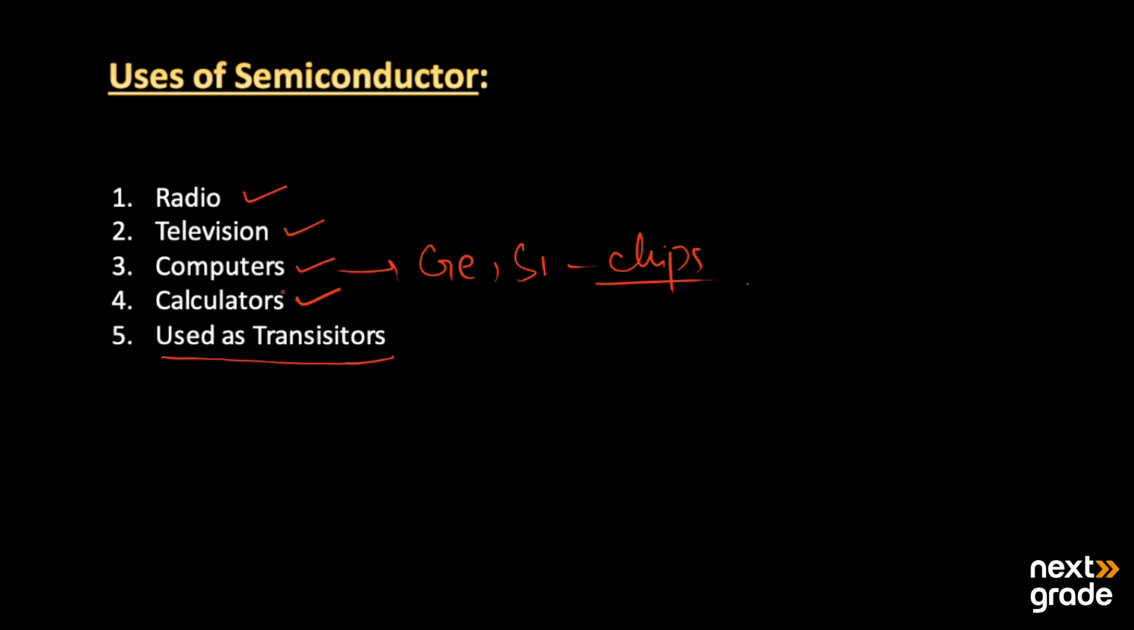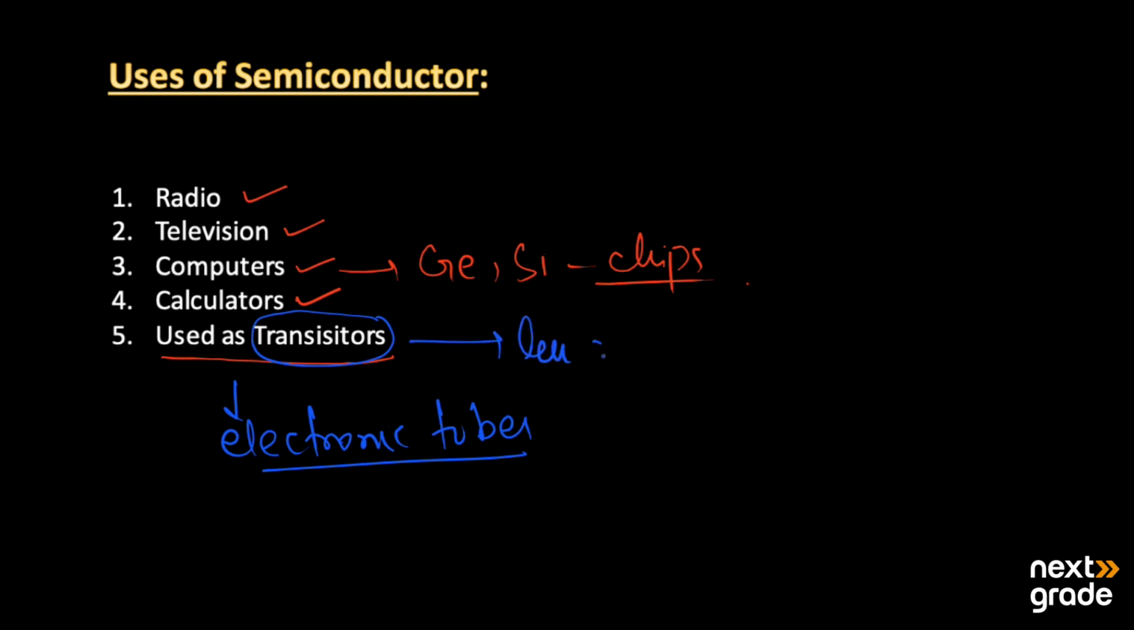Now, what is a transistor? Basically, in the past, smaller electronic tubes were used, but with the passage of time and as science progressed, transistors replaced these tubes. These transistors are less complicated and they work in a better way as compared to the older electronic tubes. So they are used in all these things: radio, television, computer, and calculator.